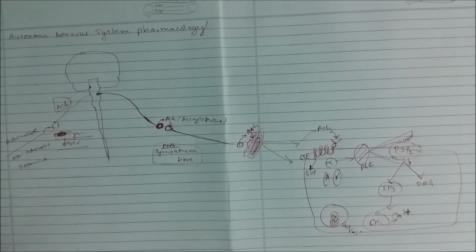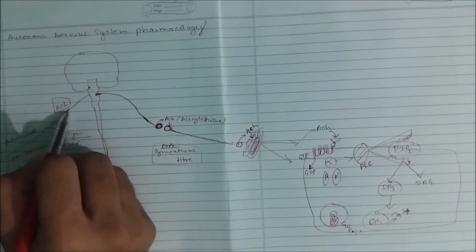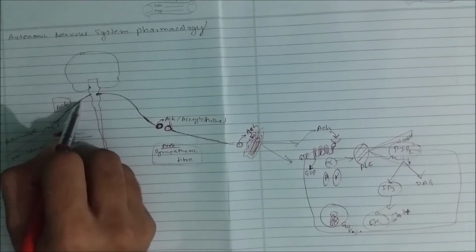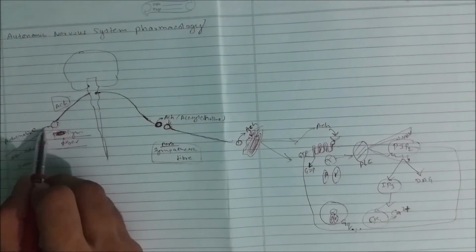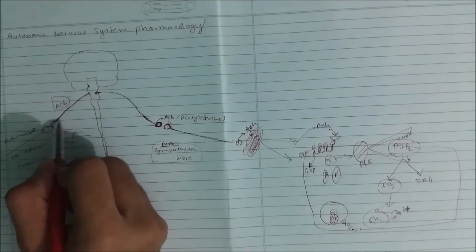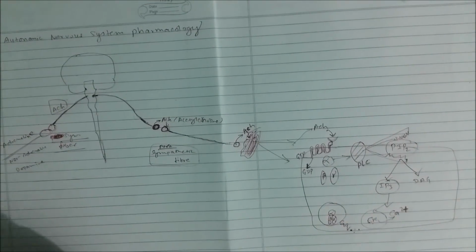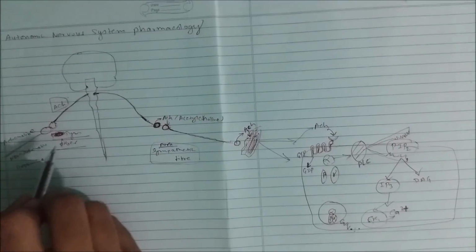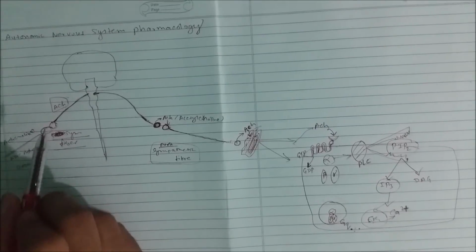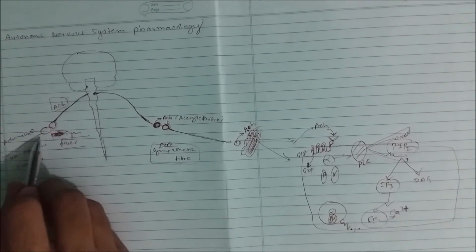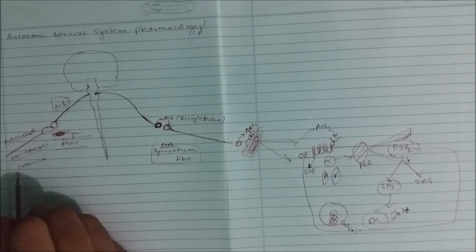So the sympathetic fibers use acetylcholine as the sole neurotransmitter for the preganglionic fibers. This is the ganglion, two ganglions. This is the preganglionic fiber and this is the postganglionic fiber. If the sympathetic fiber uses acetylcholine as the sole neurotransmitter in the preganglionic fibers, then the neurotransmitter in the postganglionic fibers is adrenaline or noradrenaline or even dopamine.